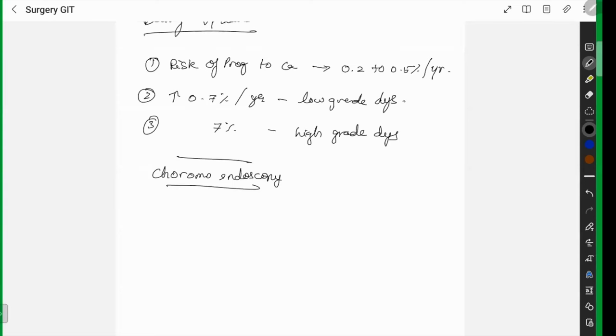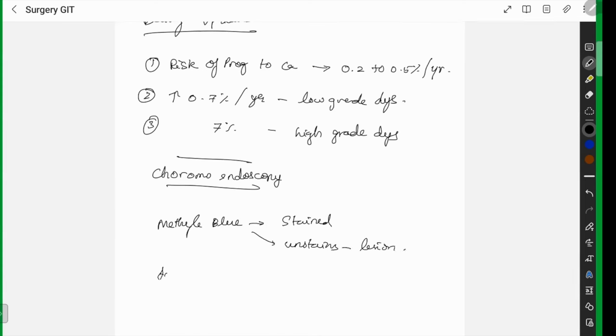When you add Lugol's iodine to a squamous epithelium, it will stay pink in color. And when you add methylene blue, it has to stain uniformly. If there are unstained areas or it is not uniformly stained, then you suspect a lesion.